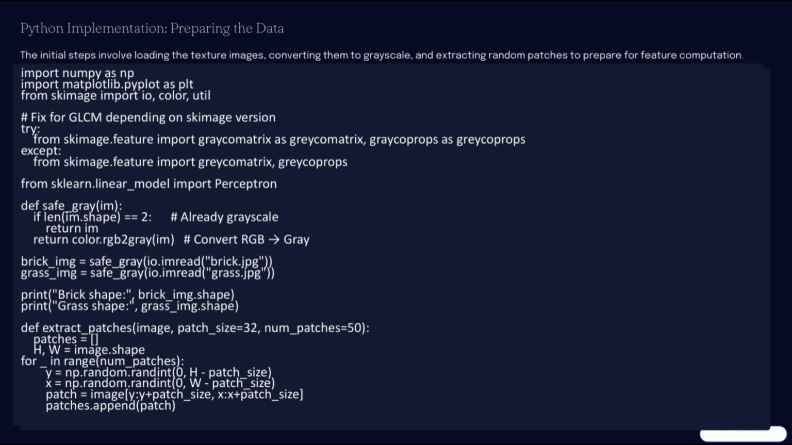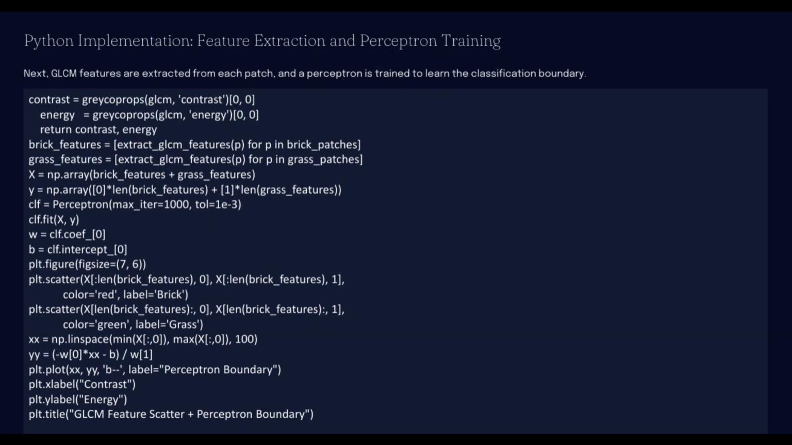In this code, we build a complete pipeline for texture classification using GLCM features and a perceptron. We start by importing NumPy, Matplotlib, scikit-image, and scikit-learn. Then we add a small compatibility fix to ensure graycomatrix and graycoprops load correctly across different scikit-image versions.